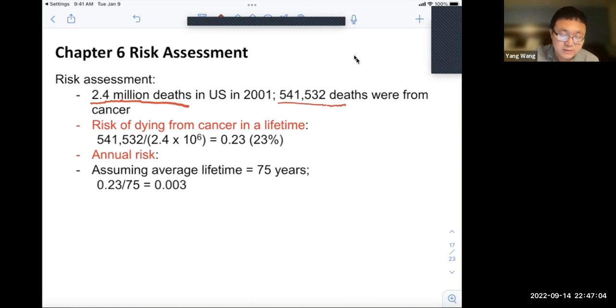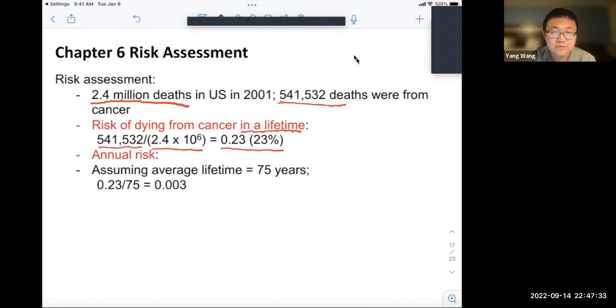So the risk of dying due to cancer in a lifetime is defined as the number of deaths due to cancer, which is 550,000, divided by the total number of deaths. You can find that this number is 0.23, which means that a person has a 23% chance of dying from cancer in a lifetime.